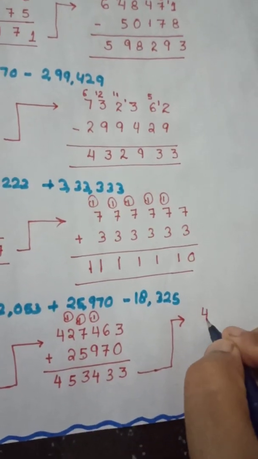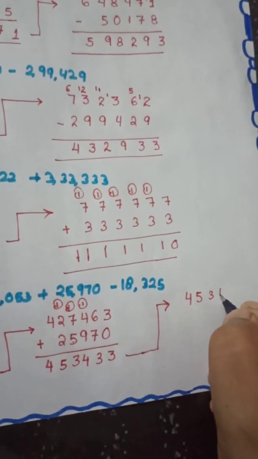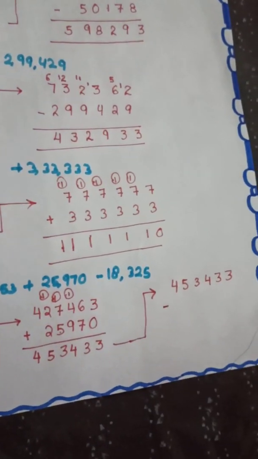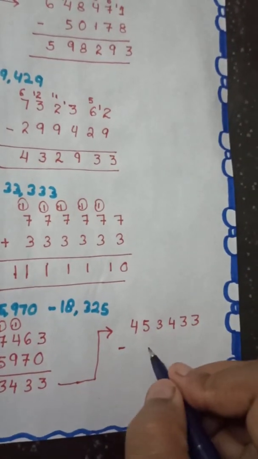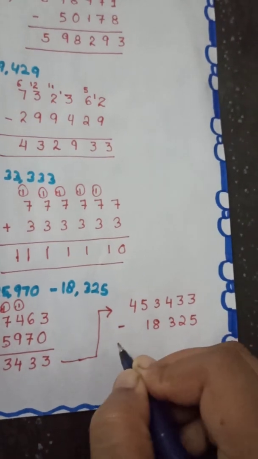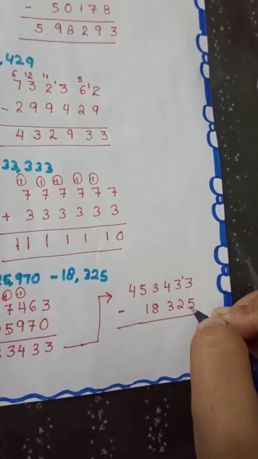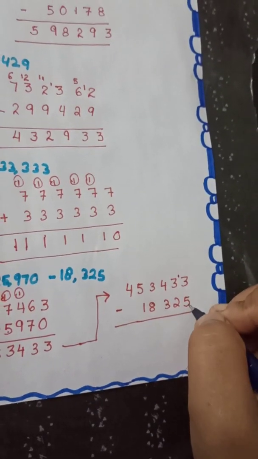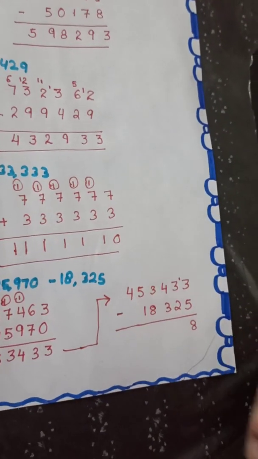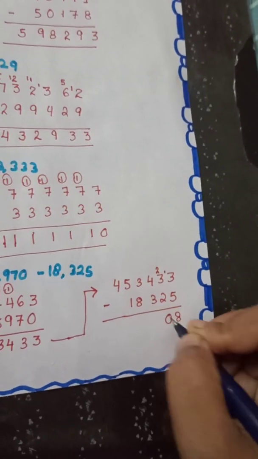So write down the answer that we have obtained over here: 453433. Put subtraction sign, then 18325. Okay, we need to take one borrow now, because we can't subtract 5 from 3. So 5 subtracted from 13, 8. 2 will be left over here. 2 subtracted from 2 will give us 0.